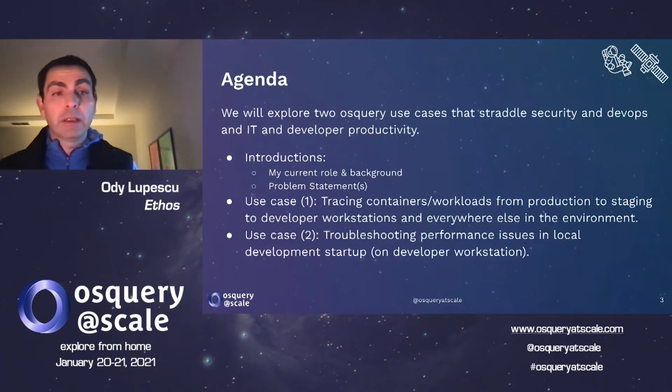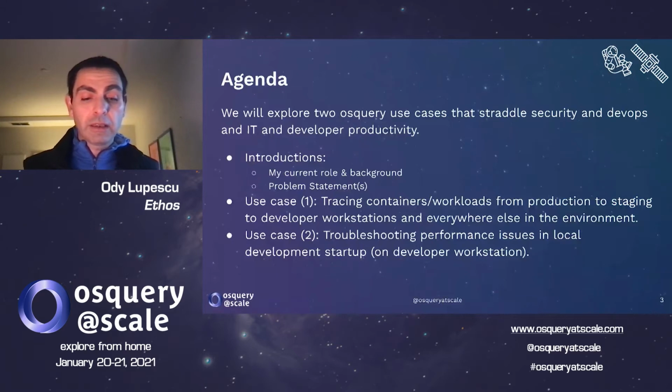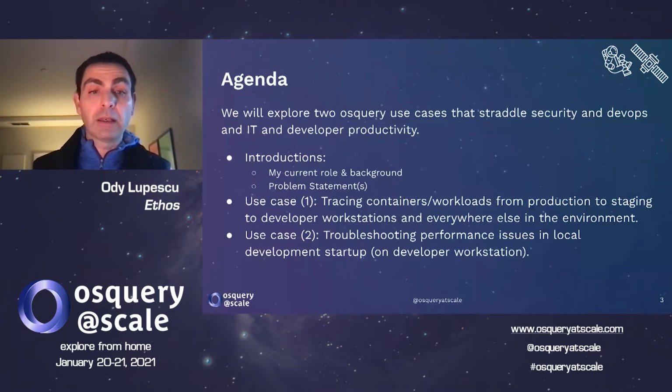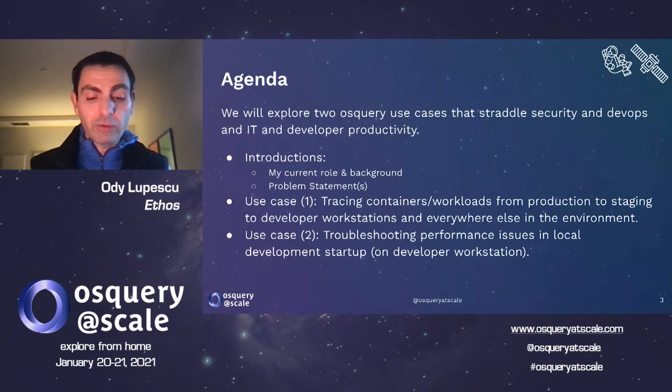further. The first case that I mentioned is tracing containers, and specifically from the production environment to the developer workstation. The ability to have this end-to-end visibility into what has been built and has ended up in a production environment, or other environments for that matter, such as staging. And the second use case, troubleshooting performance issues for developers, is essentially a common problem, and we'll try to get to the bottom of it.